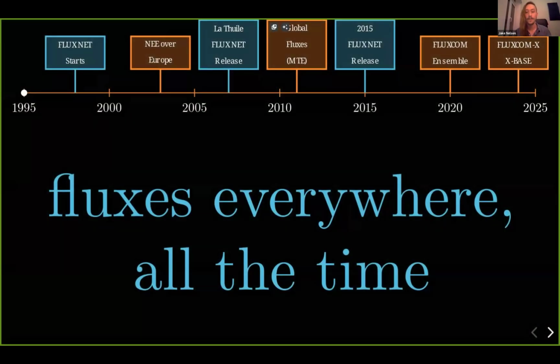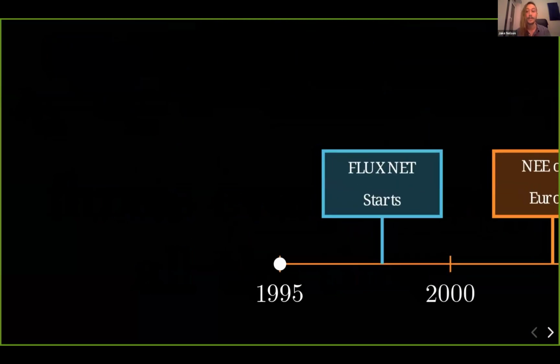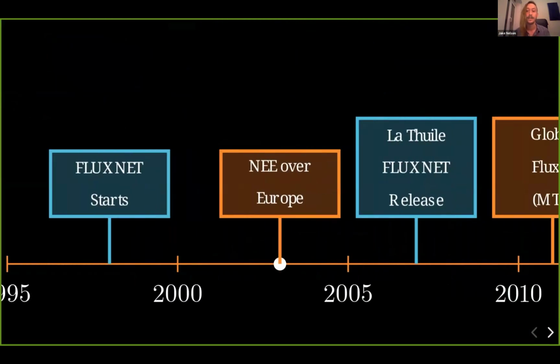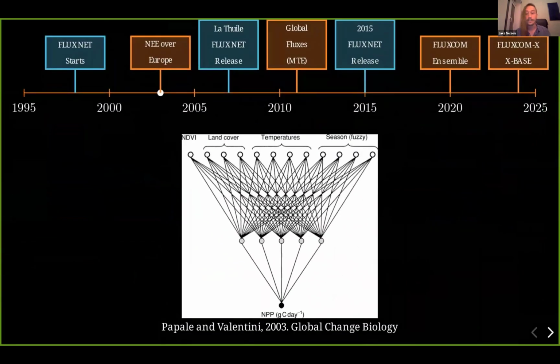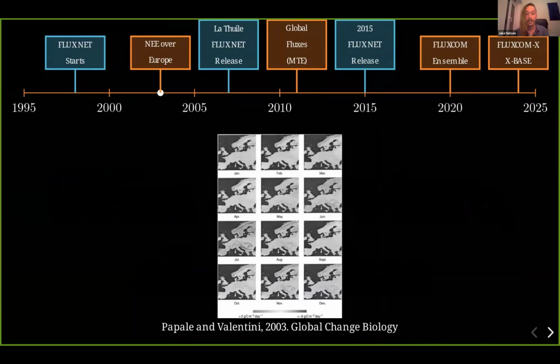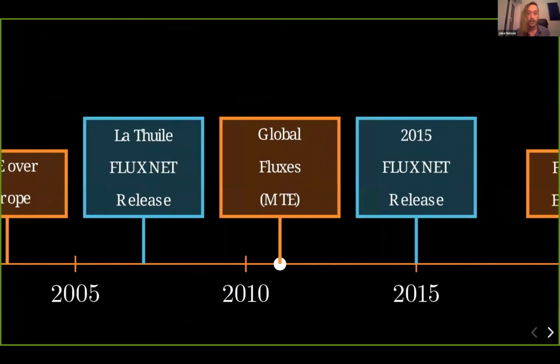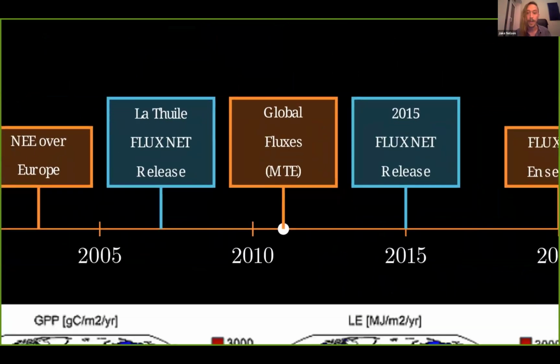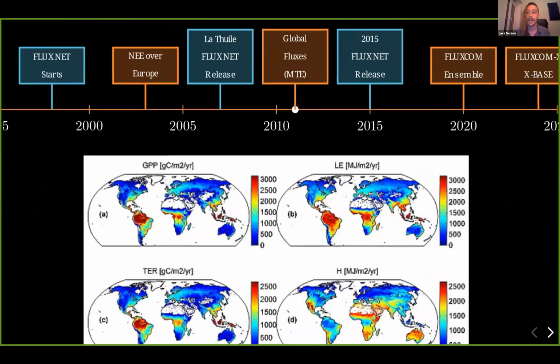But fluxes everywhere all the time. The concept has been around since the beginning of FluxNet, is my understanding. As soon as people started aggregating data sets over regions, they started training models and producing maps of fluxes based on eddy covariance data. And as the networks got bigger, so did the maps, and we ended up with global fluxes of carbon, water, and energy.